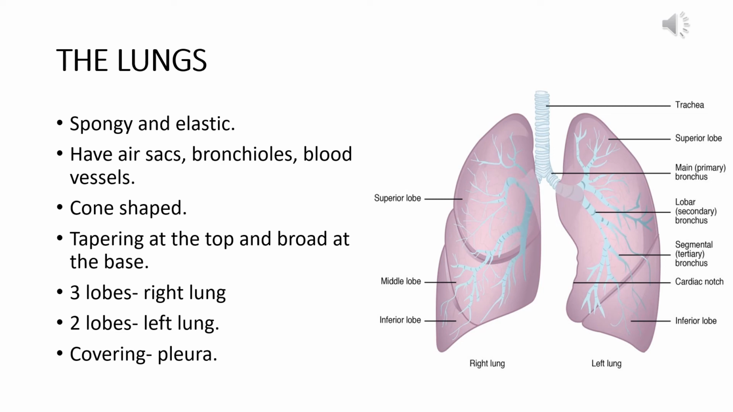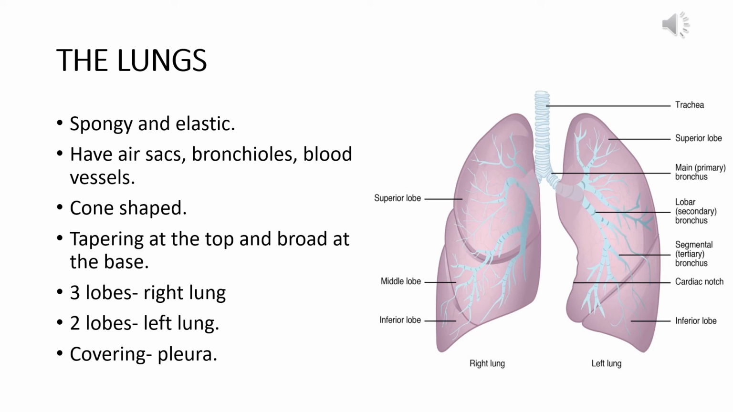The left lung has a little bit of a concavity at one end to house the heart at that point, as we can see in the picture. The notch that is present in the left lung, where the heart is present, is called the cardiac notch. The left lung, in contrast to the right lung, has 2 lobes. One is called the superior lobe and another is called the inferior lobe.